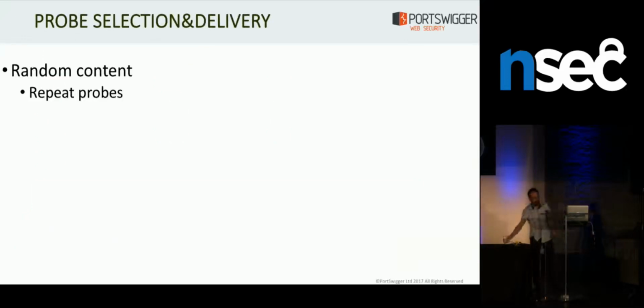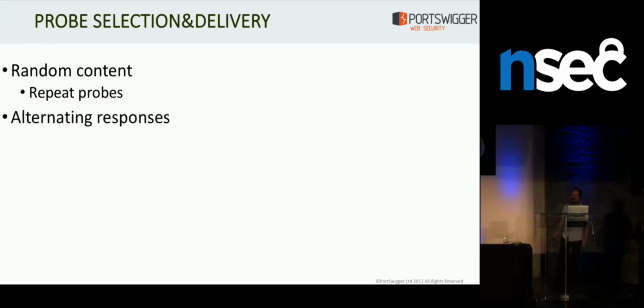Okay, so as we've seen, we can deal with the problem of having arbitrary random content within responses just by repeating our probes. Some applications, though, like to alternate between two different responses. And so if we alternate between the items in our probe pair, we'll sync up with the application and falsely conclude all kinds of junk vulnerabilities. So to address that, it's important to shuffle the order that you send the probes in.